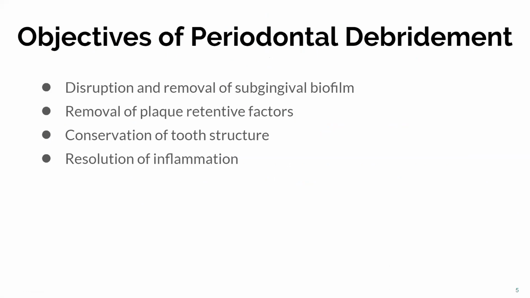So again, our objectives for periodontal debridement: we want to remove the calculus and the biofilm. We want to remove any plaque retentive factors, like overhangs. Calculus is technically a plaque retentive factor. And again, we want to conserve the tooth structure, and we want to obtain resolution of inflammation.